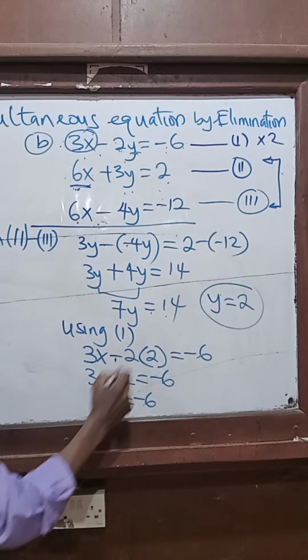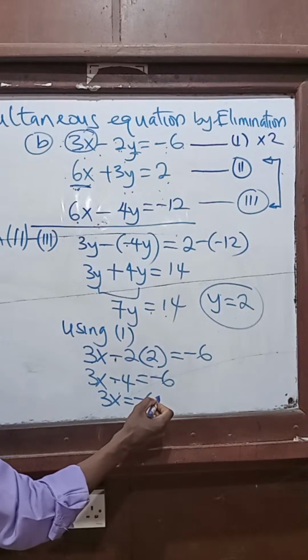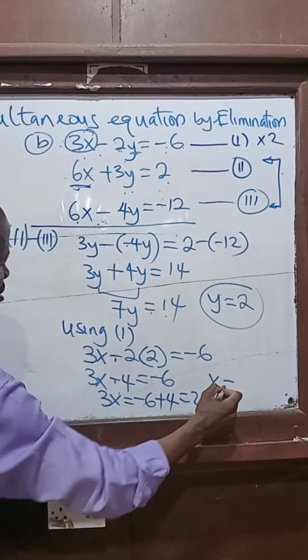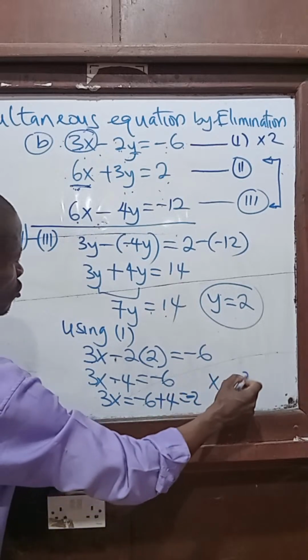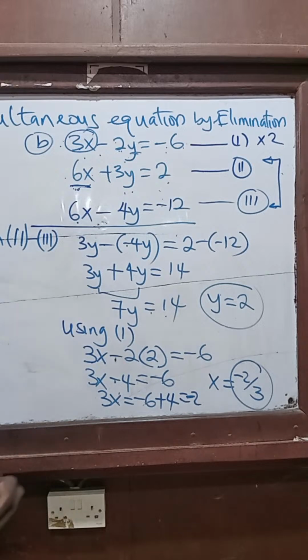So we're going to have 3x equal to minus 6, move this one to the other side, that will be plus 4. And that's minus 2. So x is minus 2 over 3. So that's that on that question.